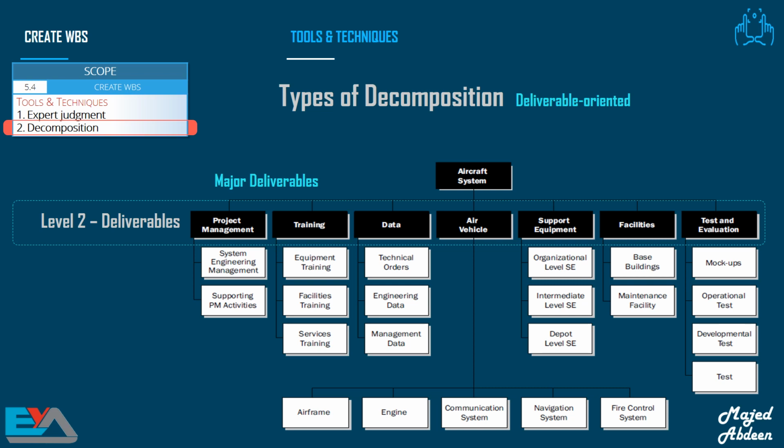An alternative to that is using the major deliverables for the second level of decomposition. This is an aircraft system project. The major deliverables are project management, training, data, etc. Under project management, we have system engineering management and supporting project management activities. Under training, we have equipment training, facilities training, and services training, and so on.